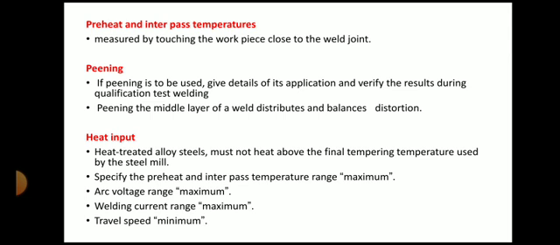After that, the heat input. For heat input, there are three variables: welding current, welding voltage, and welding speed. So all the information related to this parameter, that means at what current you want to perform the weld, at what voltage, and what is the travel speed of your welding torch. That information you have to provide under the heat input parameter.